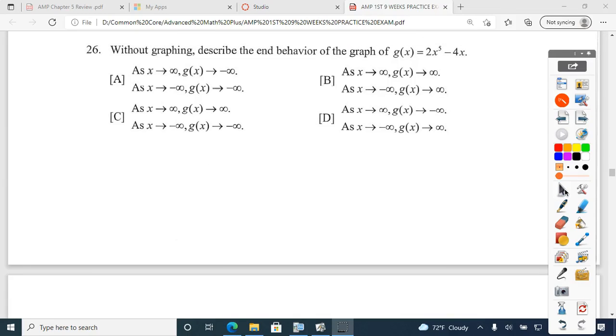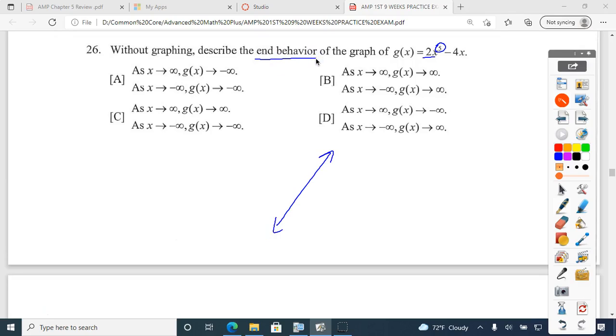All right, 26. Doing the same thing, just talking about the end behavior again. Since it's odd, I know that it's going to be going up and down. And since this is a positive number, it's going to be doing something like that. There is other stuff in the middle, but I don't care about the middle. I only worry about the ends.